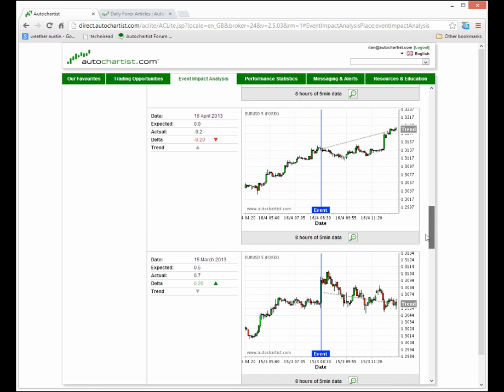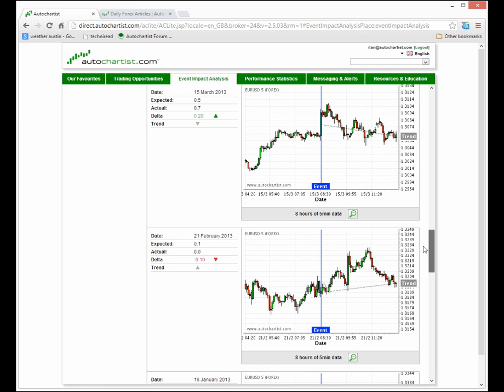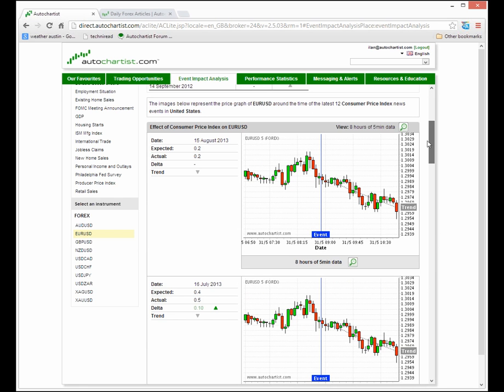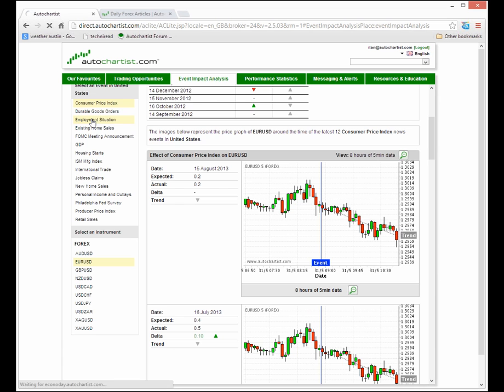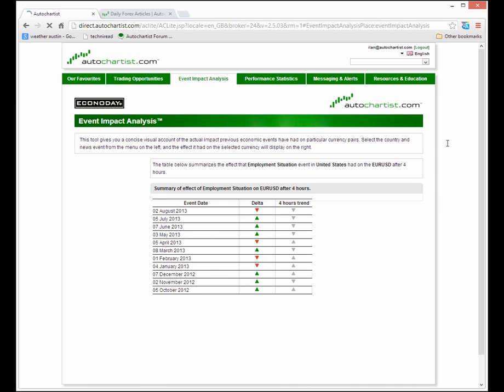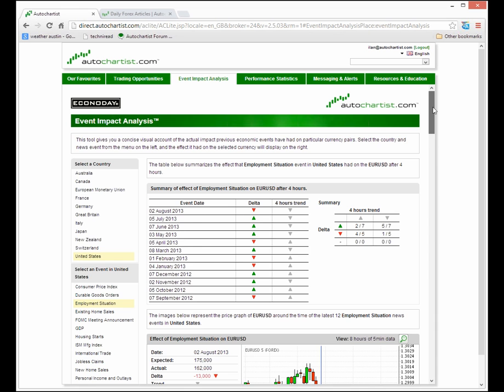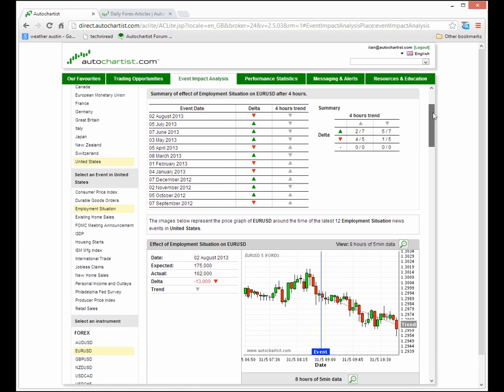So, for example, here I want to select United States dollars, events in the United States. I'm looking at CPI, and I want to see the effect on EUR/USD. So now what I have on my screen in front of me is the effect that the consumer price index event in the United States had on EUR/USD after 4 hours. Now we can scroll down. I'll get to the little details at the top, but we can scroll down and see that Autochartist has summarized the event, when the event happened, and shown you the trend subsequent to the event.